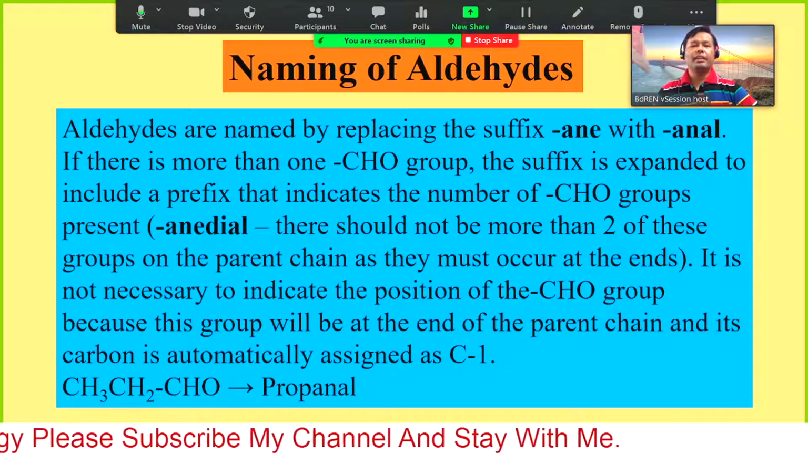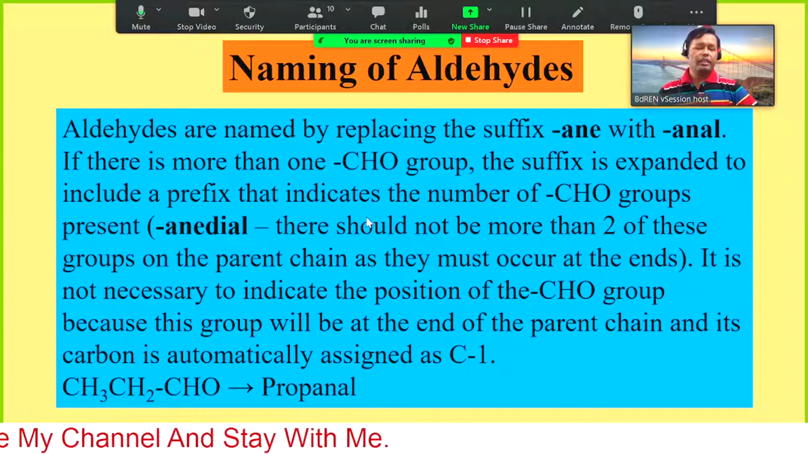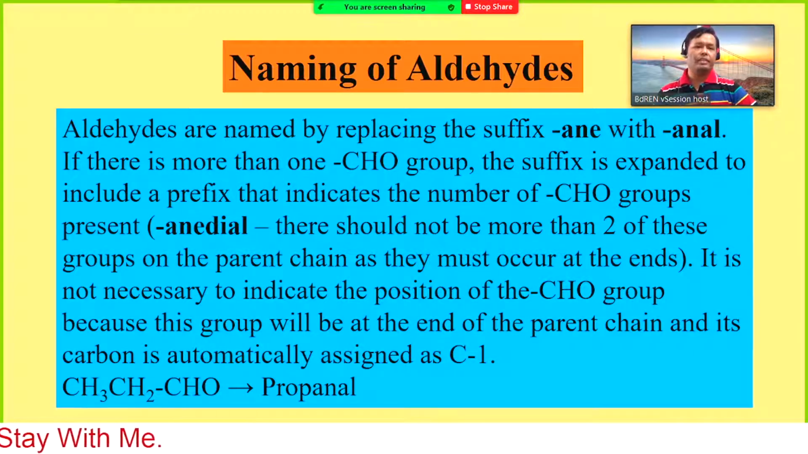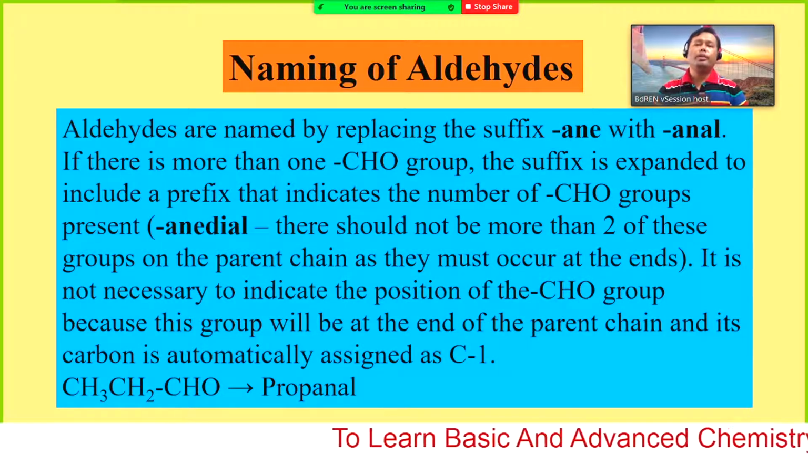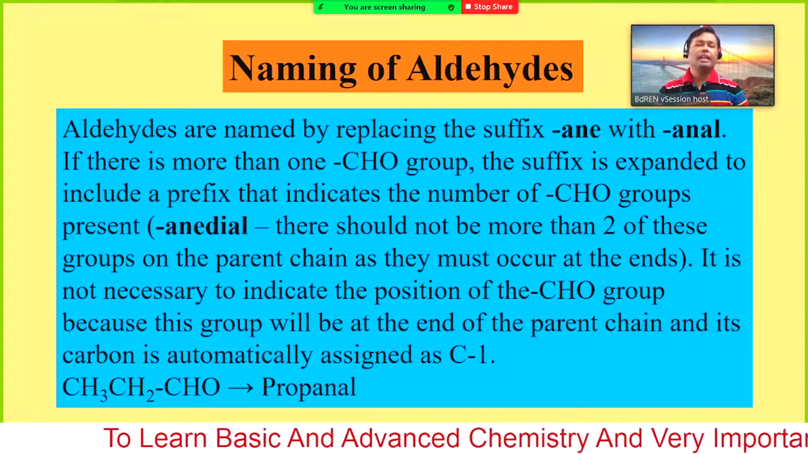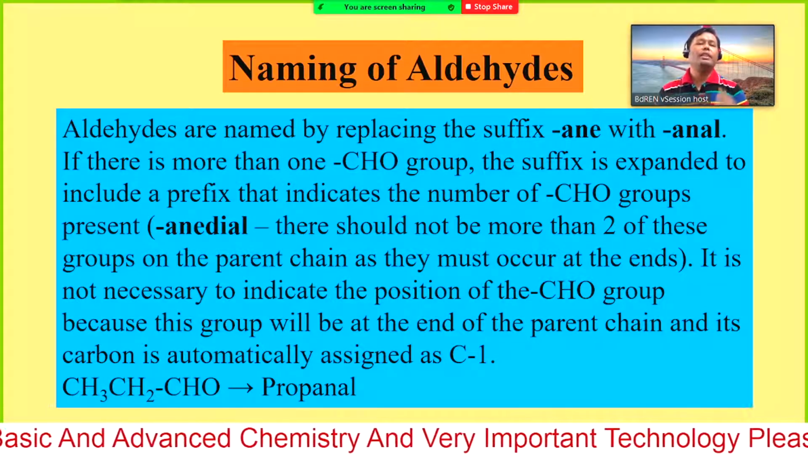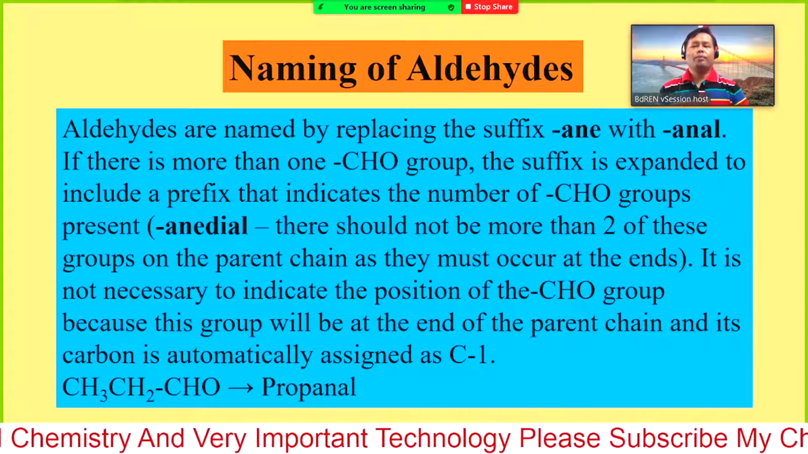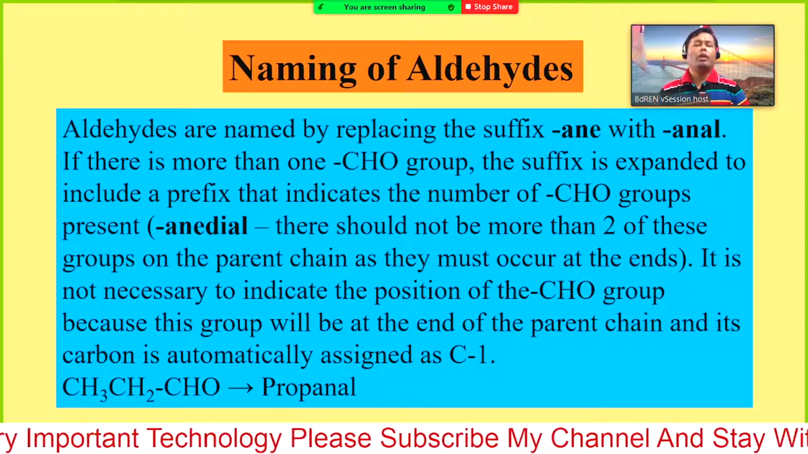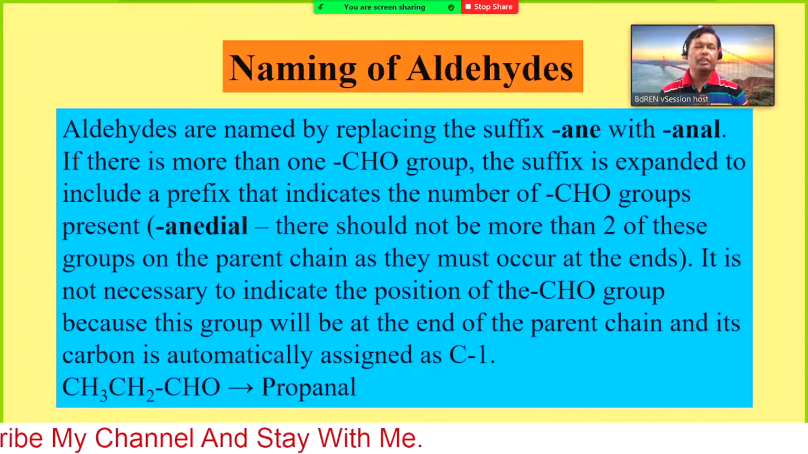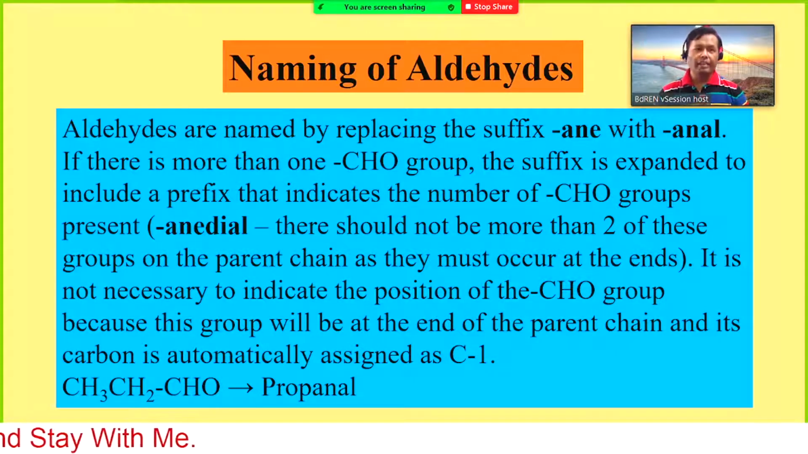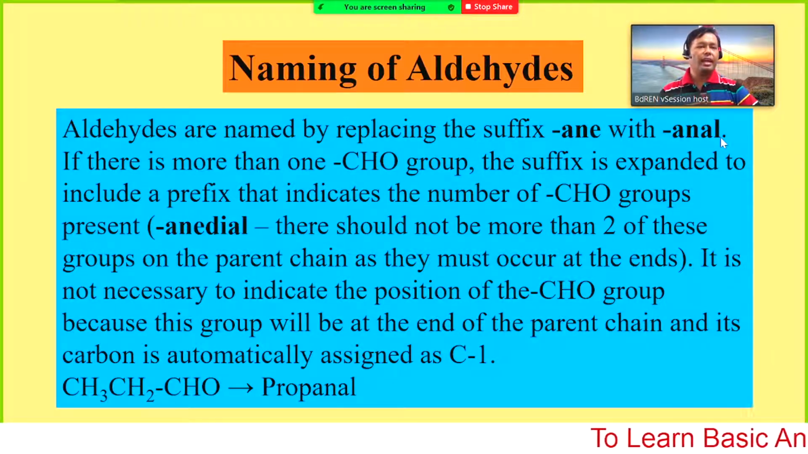Aldehydes are named by replacing the suffix. Previously, in the case of alkanes, we have seen that the suffix is ane: methane, ethane, propane, always the suffix ane. Now if we want to name the aldehydes, we will replace the ane with anal. That means if you have an aldehyde containing one carbon, the name becomes methanal. If you have two carbons, it becomes ethanal. In this way, you just replace the suffix ane with anal.